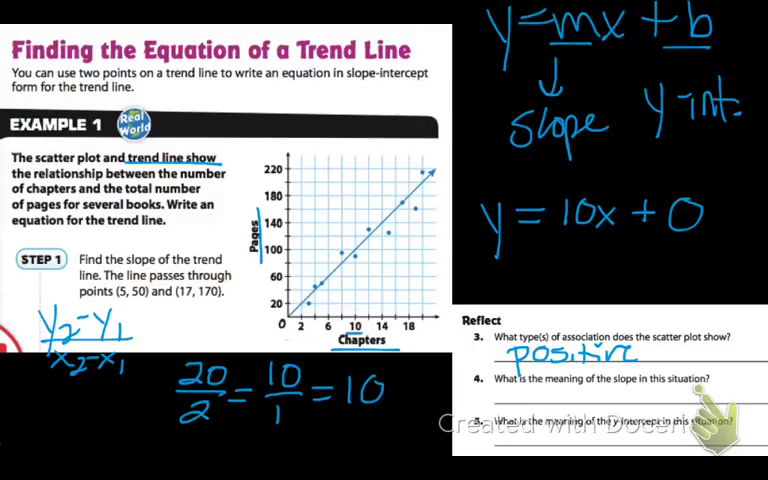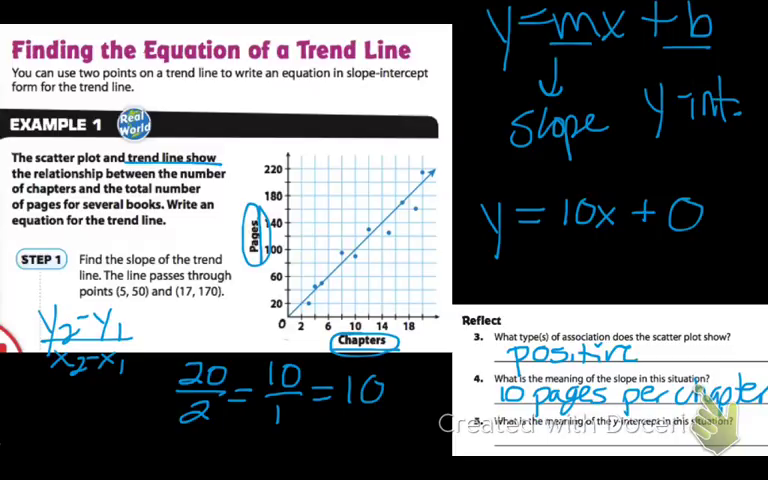What is the meaning of the slope in this situation? Because I was comparing chapters and pages, I am saying that there are on average 10 pages per chapter. Now that's not always accurate. You'll notice I do have points above and below that line, but on average in the middle of that data, the trend is showing that I've got 10 pages per chapter.